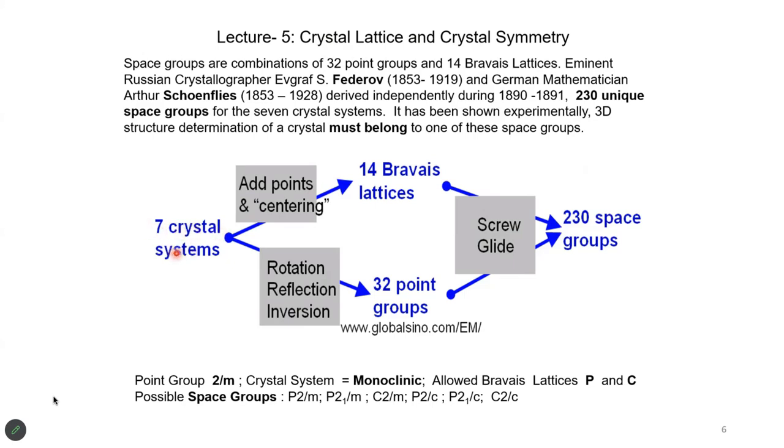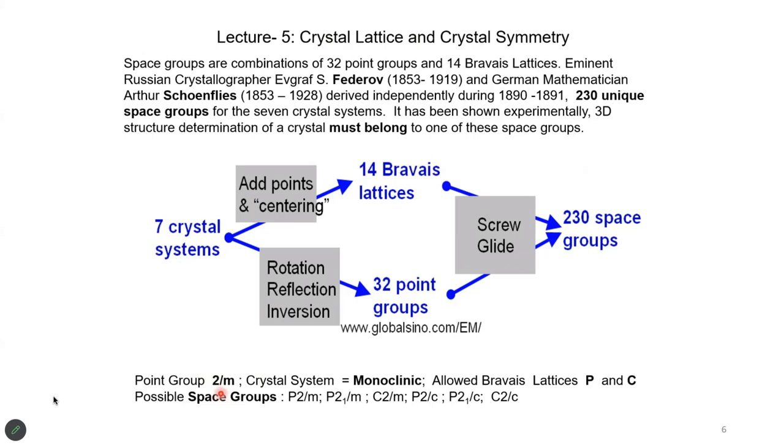We have 7 crystal systems, add the 7 crystal systems to the 14 Bravais lattices or to the 32 point groups, then include this screw axis, that is space symmetry elements, we come out with 230 space groups. Now we have to take at least one example. Let's say a crystal has got point group 2 by n.